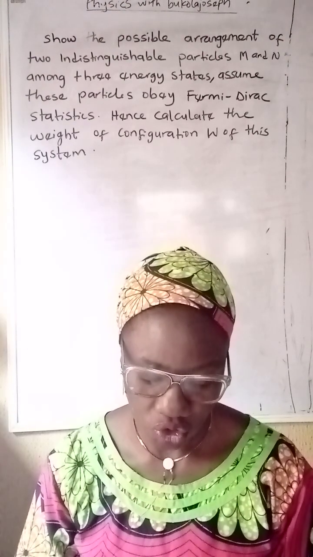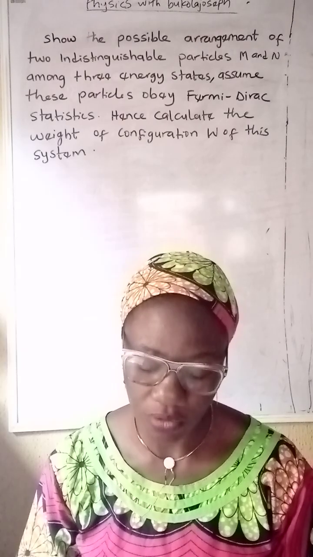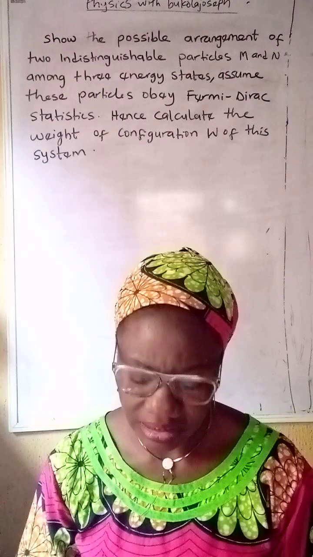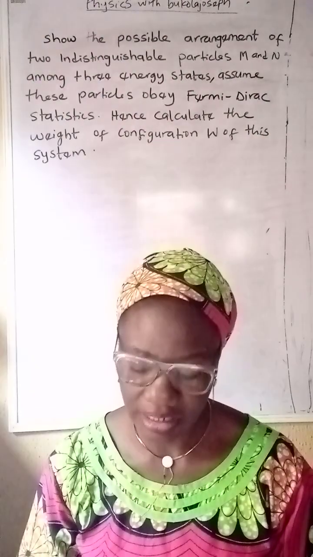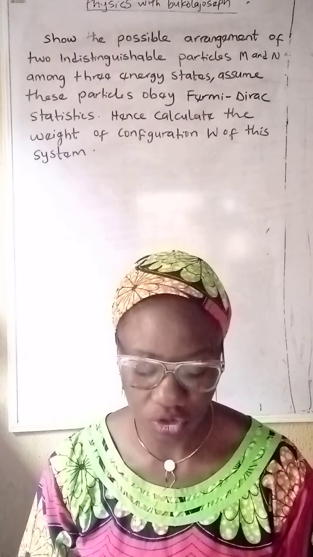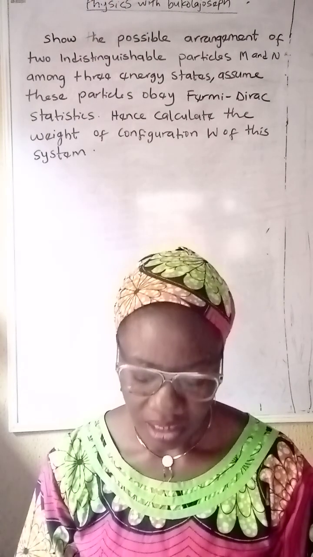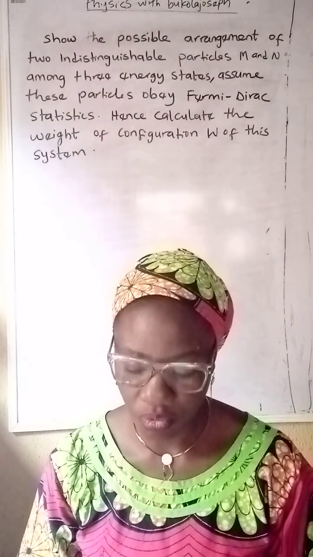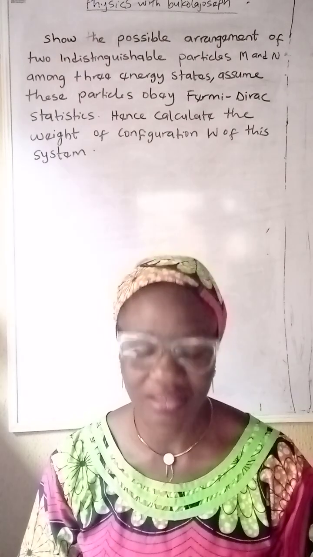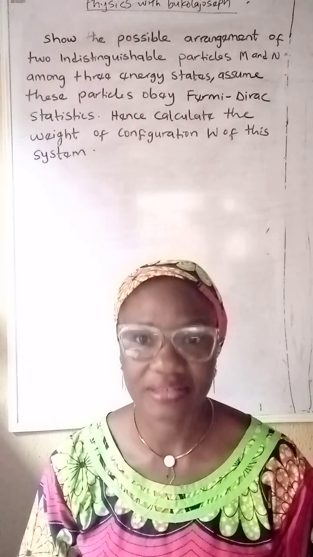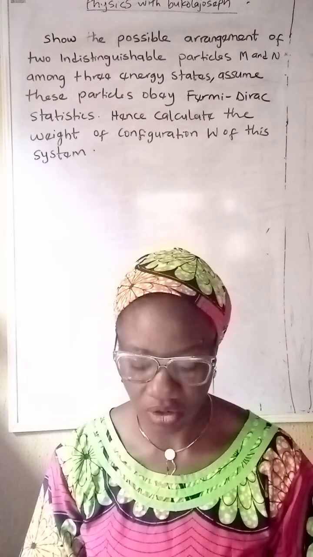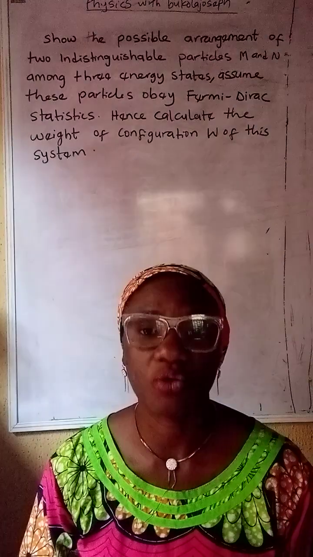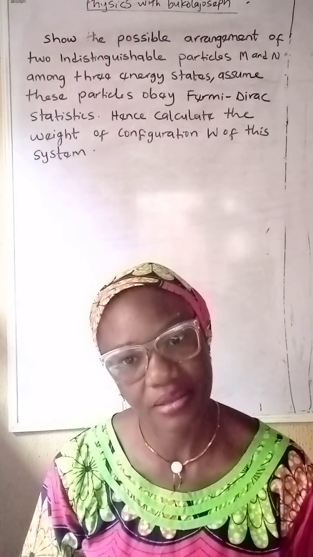Show the possible arrangement of two indistinguishable particles M and N among three energy states. Assume these particles obey Fermi-Dirac statistics. Hence, calculate the weight of configuration W of this system.